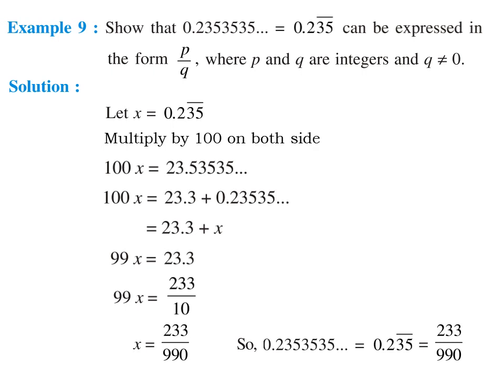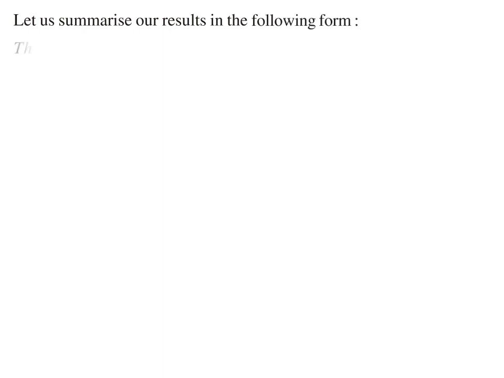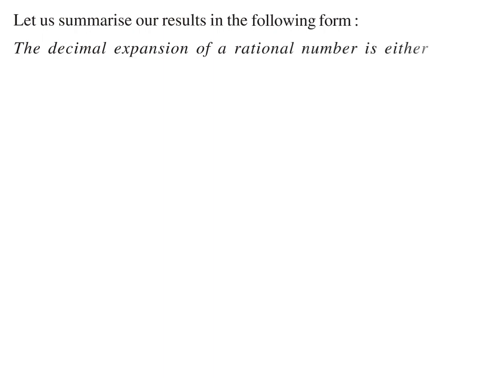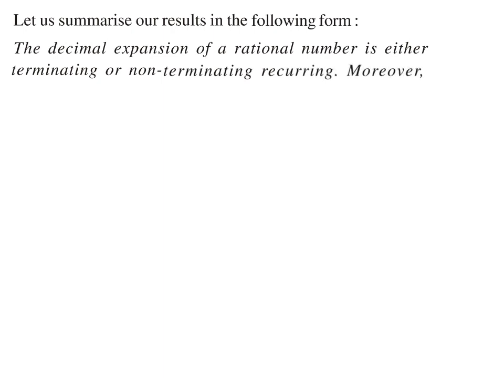Now moving towards the next concept, what you have observed from these three examples, we have to note down. So let us summarize our results in the following form. What do you have to remember? The first one: the decimal expansion of a rational number is either terminating or non-terminating recurring. You have seen the rational number has either a terminating or non-terminating recurring decimal expansion.